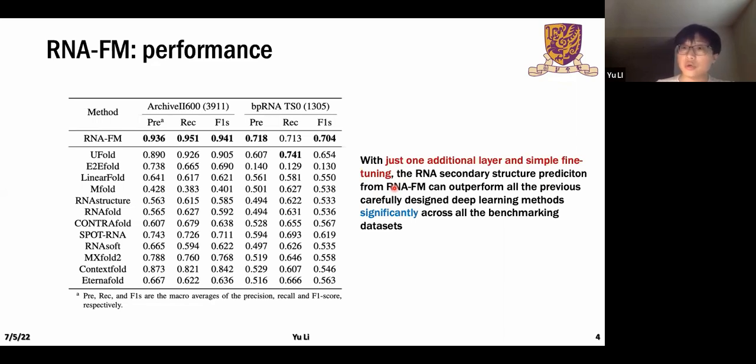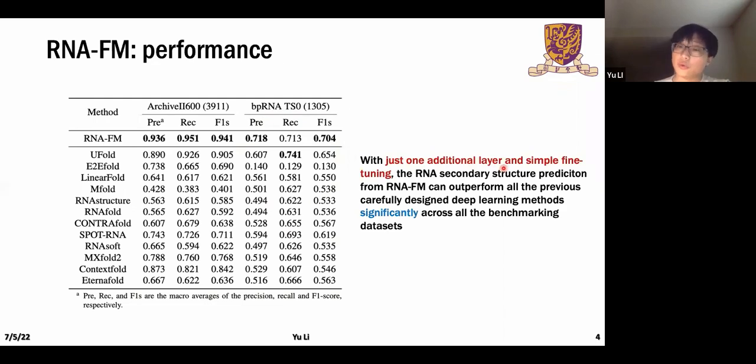We directly show the cross-dataset validation. For the ArchiveII dataset, we reach a very, very high performance, with the F1 score at 0.94. And even for this hard dataset, RBP-RNA, with low redundancy, we can also outperform previous methods like UFold and SPOT-RNA by at least 5%. Note that we just use one additional layer without any sophisticated design.